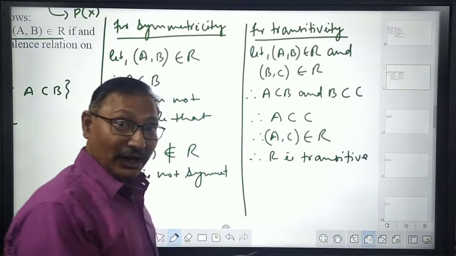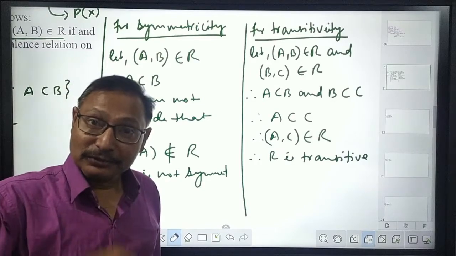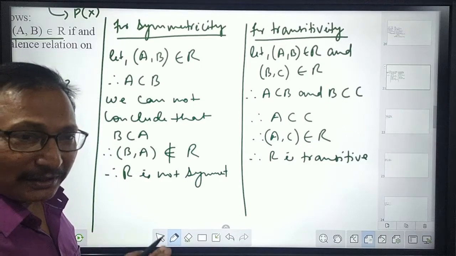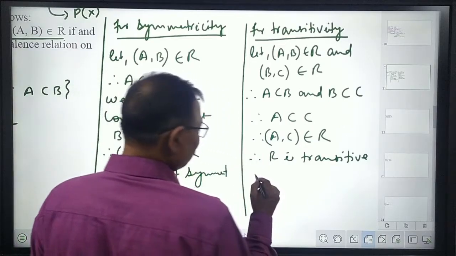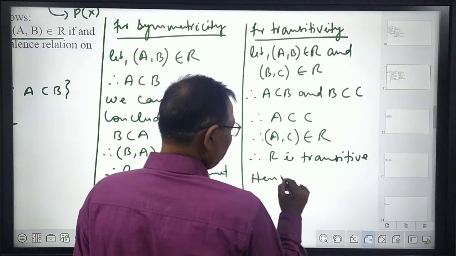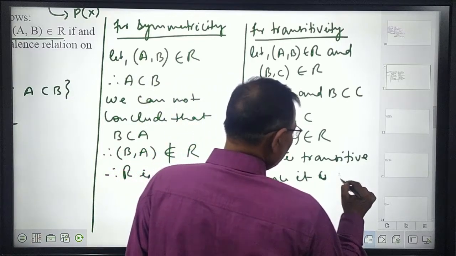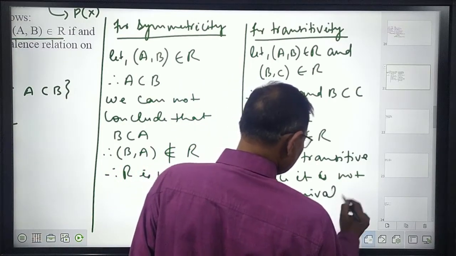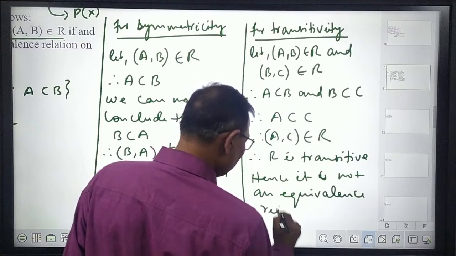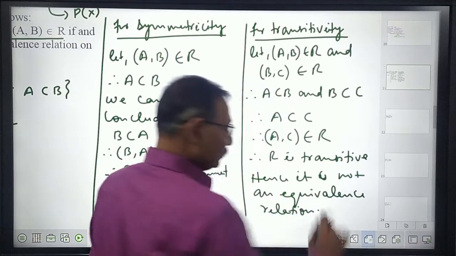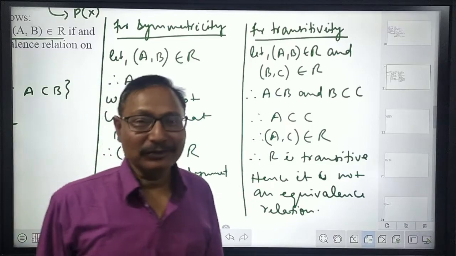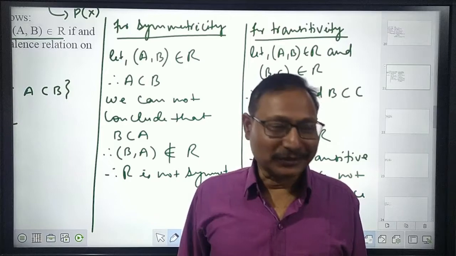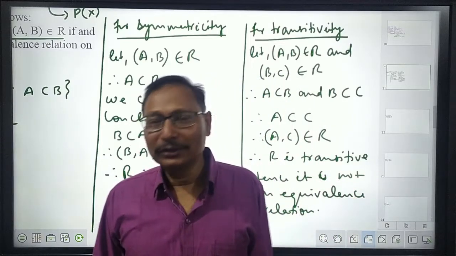However, this relation is reflexive and transitive, but being not symmetric, it cannot be an equivalence relation. Hence, it is not an equivalence relation. Okay. So in this session of discussion, I took two examples, two big questions, to make some points clear, and I hope it is done.